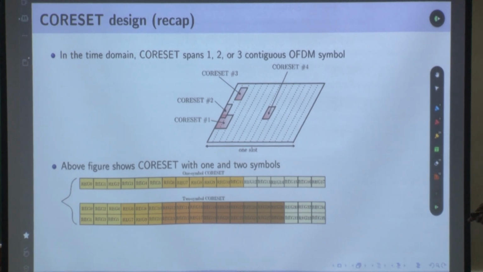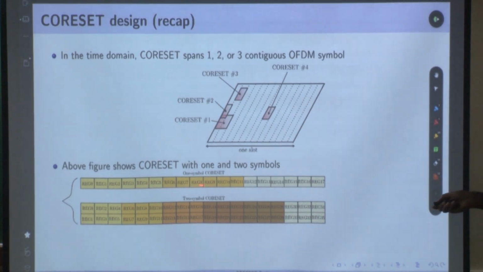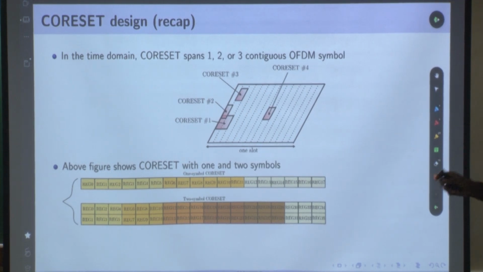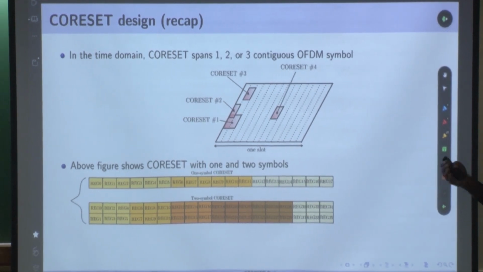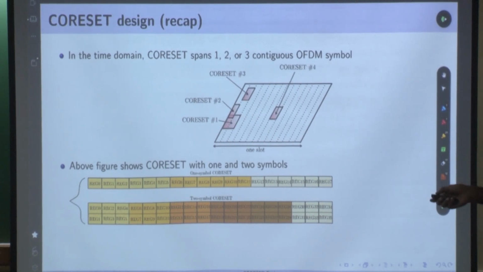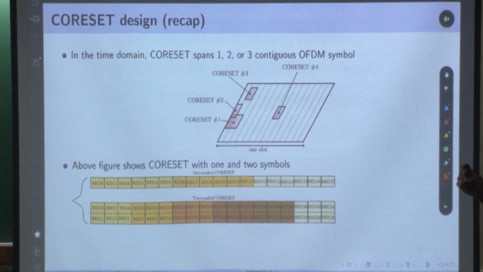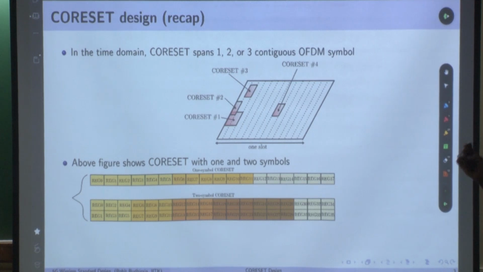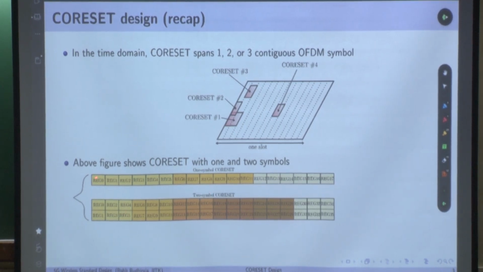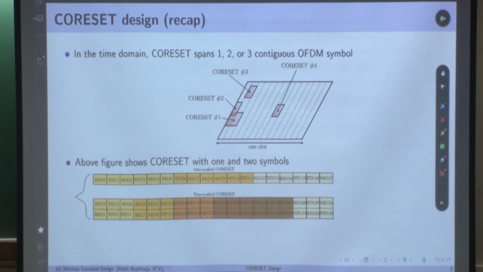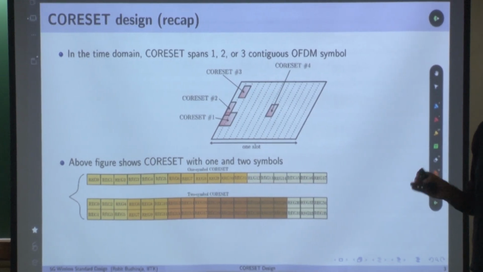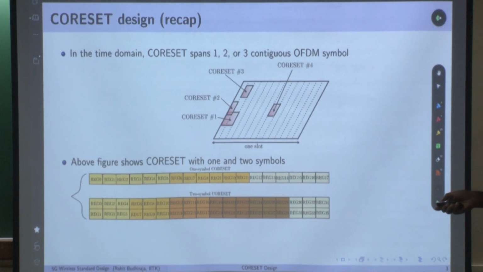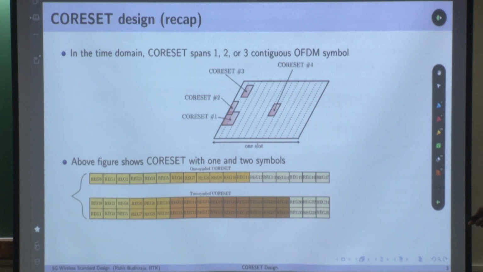This figure, what is this showing? This is a 1 symbol Coreset, and we looked at the hierarchy of how it is constructed, starting from the resource element to the resource element group, and then the CCE, and then the aggregation level. One REG is equal to 1 PRB, and 1 CCE is equal to 6 REGs.